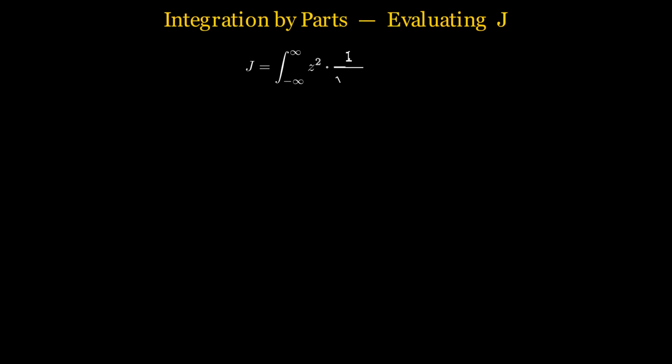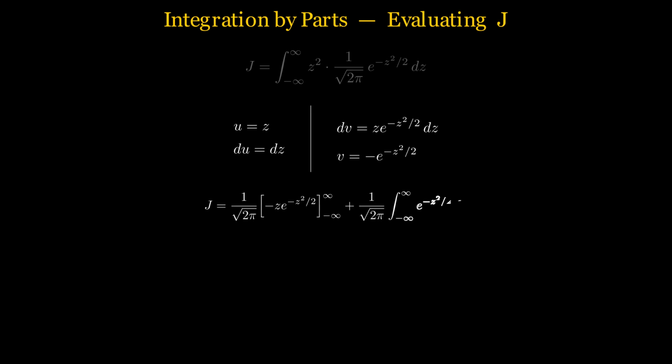To evaluate J, we apply integration by parts. The integral contains z squared times e to the minus z squared over 2. We split this as u equals z, and dv equals z times e to the minus z squared over 2. Differentiating u gives du equals dz. For v, we need the antiderivative of z times e to the minus z squared over 2. Notice, the derivative of negative e to the minus z squared over 2 is exactly z times e to the minus z squared over 2. So v equals negative e to the minus z squared over 2.